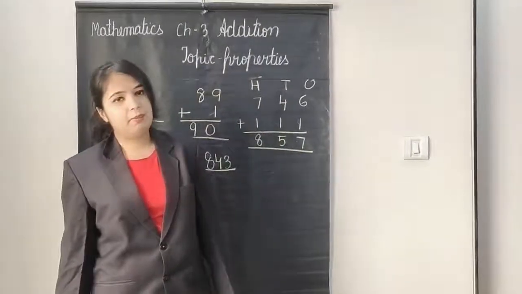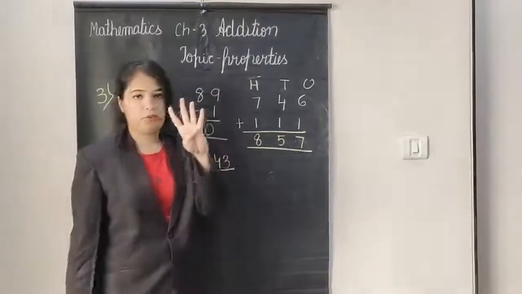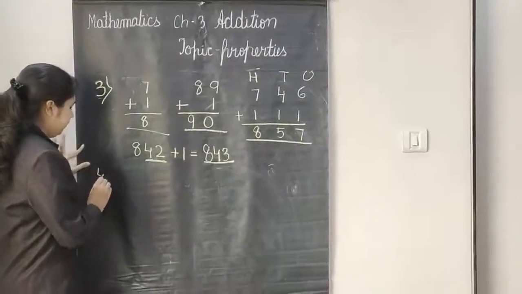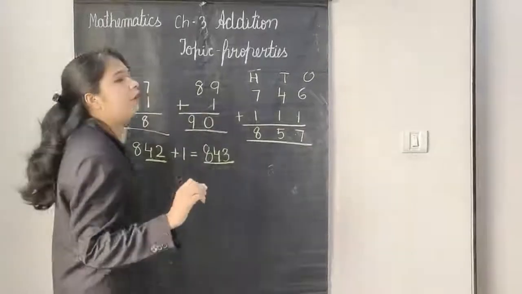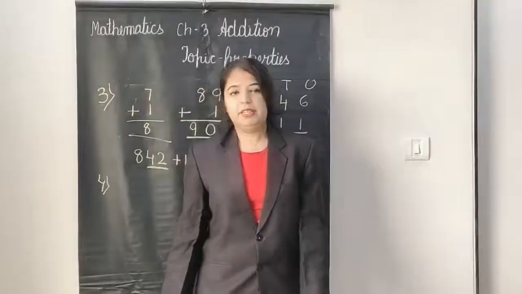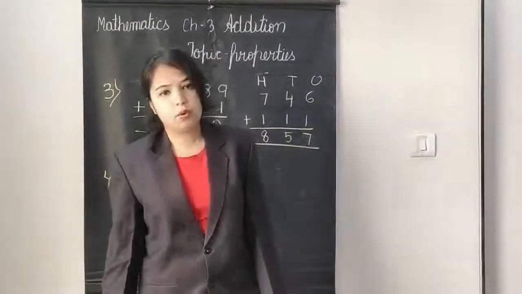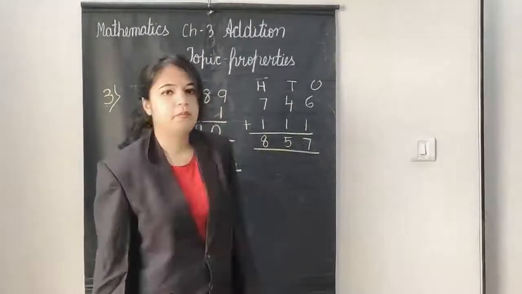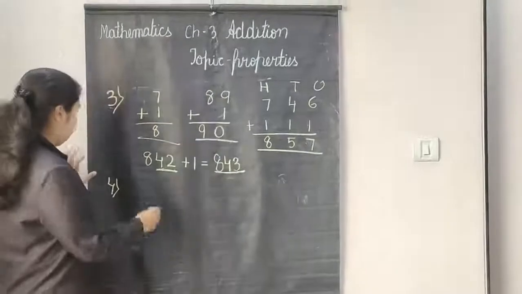Now come, let's learn about property number 4, which is the last property. Property number 4 is about whenever you have to add 0 in addition, the answer or the number will be the same. Okay? Now see here.